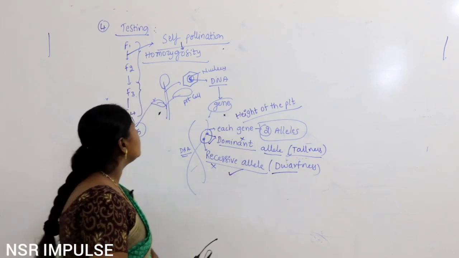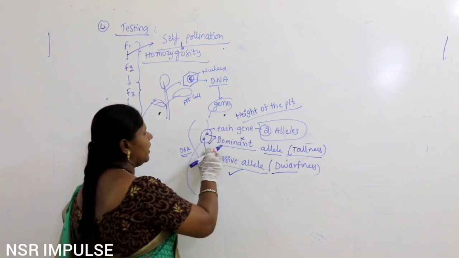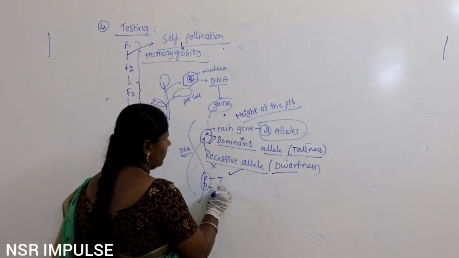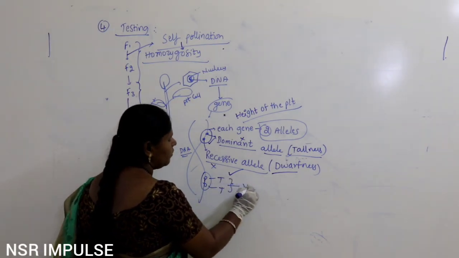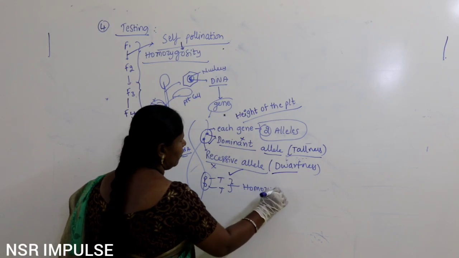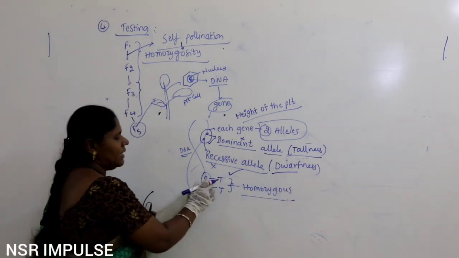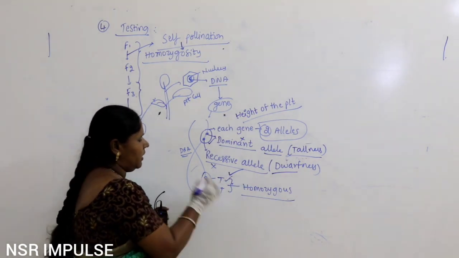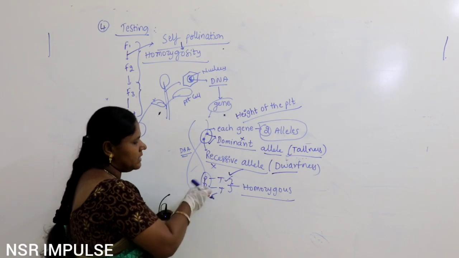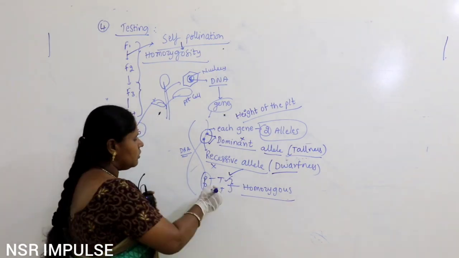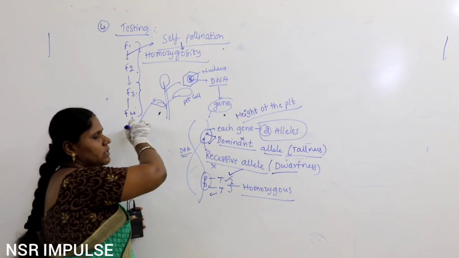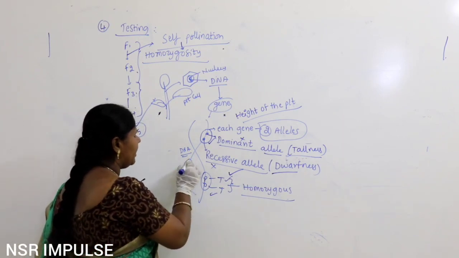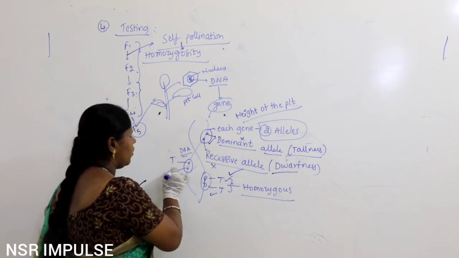So in this case, if both are dominant, we write the alleles as capital T capital T. Capital T capital T means this is homozygous. Homozygous means if this allele expresses, tallness will come, and if this allele expresses, tallness will come, right? That means both alleles are the same, and it is called homozygous. So you go on self-crossing until you reach homozygosity.